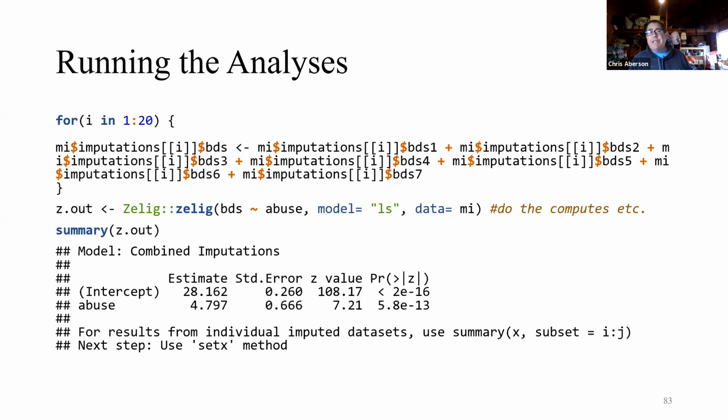Next, we do the Zelig command. You'll see you've got BDS, predicted by abuse. Model is LS for least squares. You can do all kinds of different analyses here. Tell it the data, the imputed data we do it with. Then we summarize it. We get a Z value here. These are the pooled results, combined imputations. So we have a significant result, Z of about 7.2.